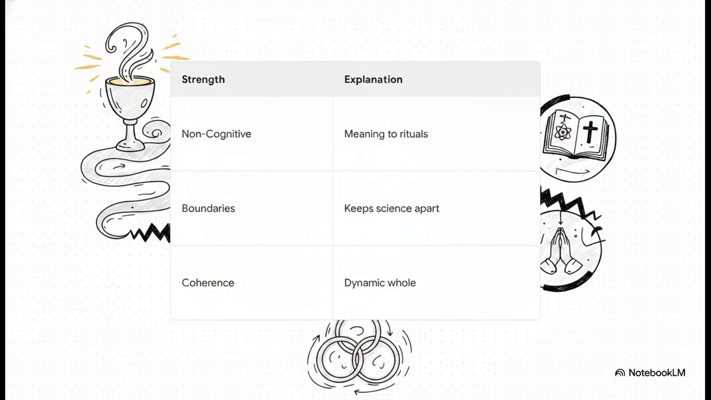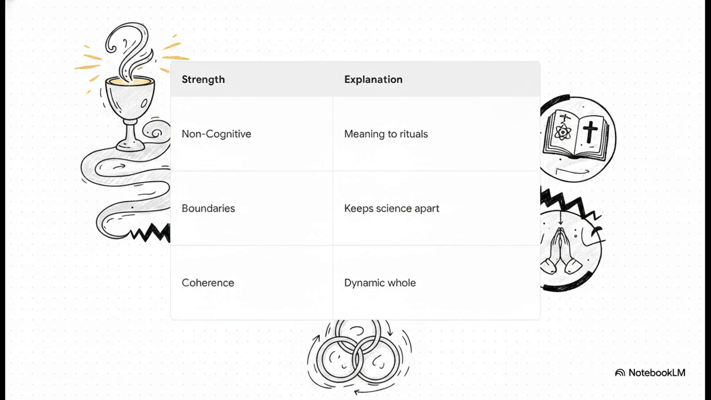For starters, this theory offers some pretty powerful protections for religious language. First, we have non-cognitive meaning. It provides deep meaning to non-factual phrases like, "I baptize you," or "I love God," by focusing on their actual use rather than demanding empirical proof. Second, boundary setting. It keeps different forms of life safely separated. It stops the science language game from rolling in and unfairly judging the religion language game using totally inappropriate rules.